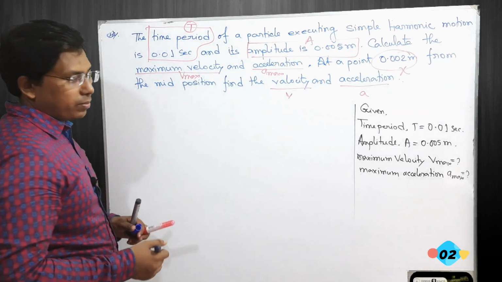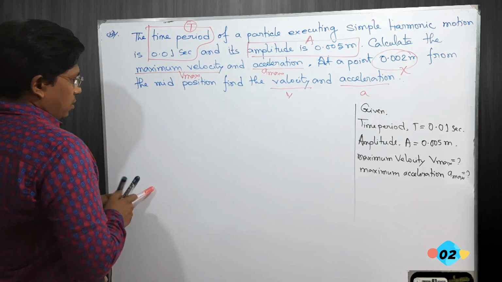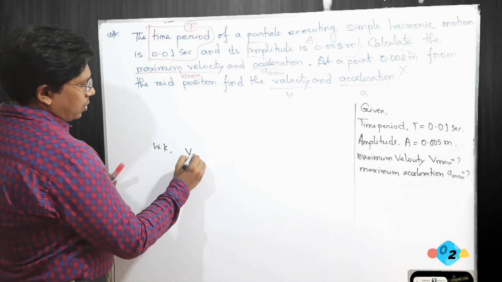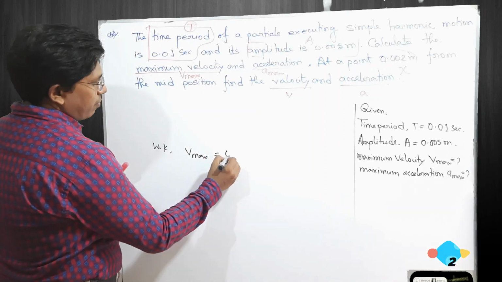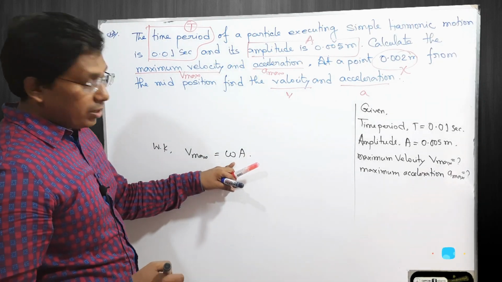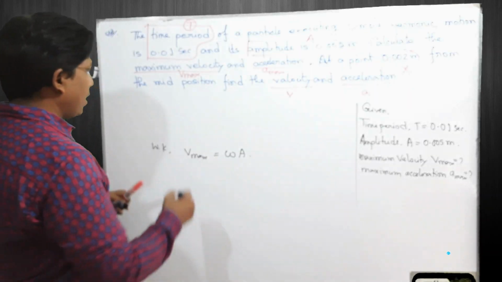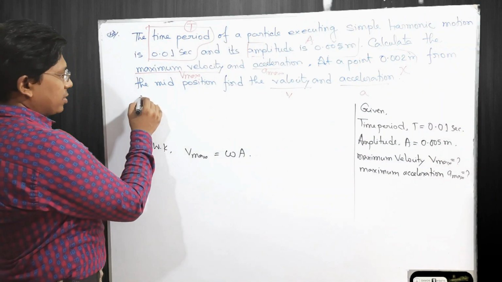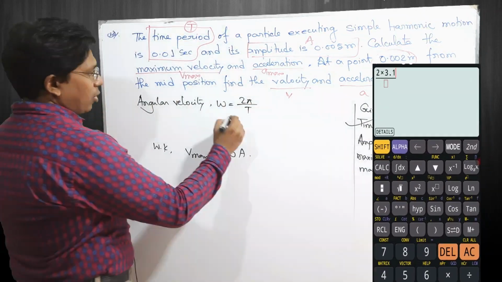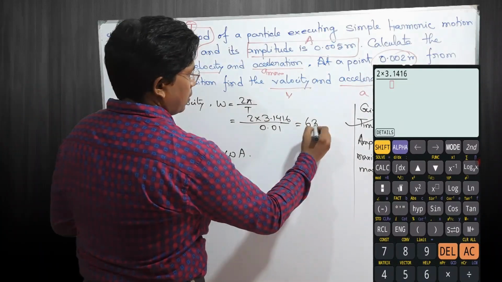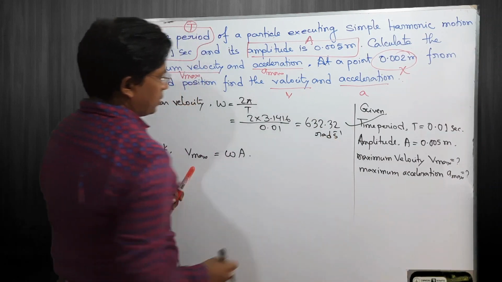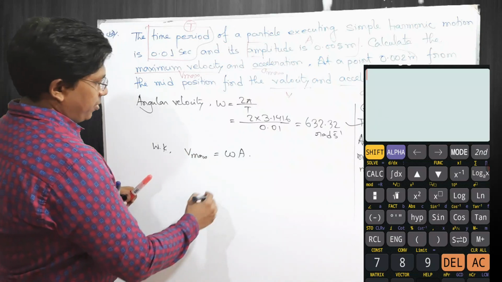We know the equation of the Vmax. The maximum velocity Vmax equals omega A. Now, initially we need to determine the omega. What is omega? Angular velocity or frequency, in radian per second.